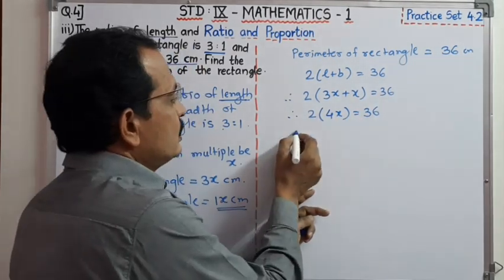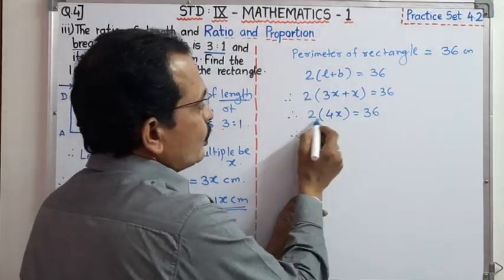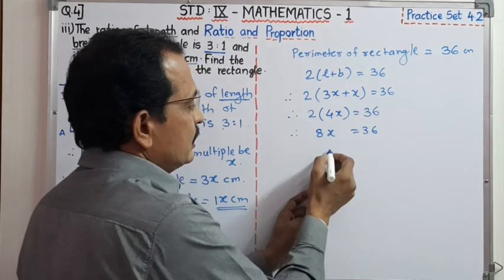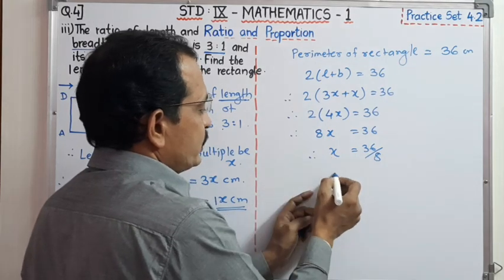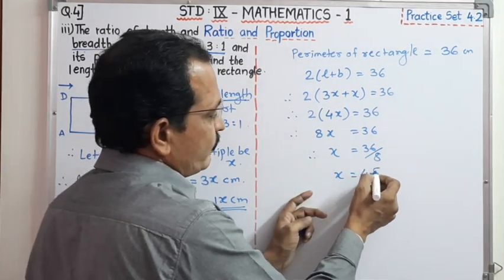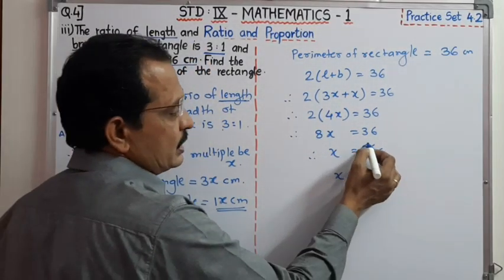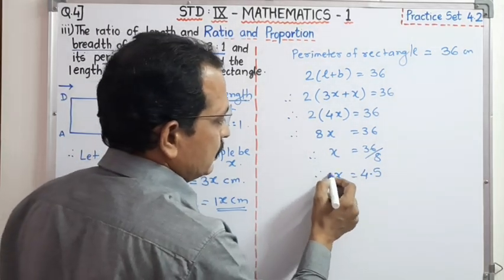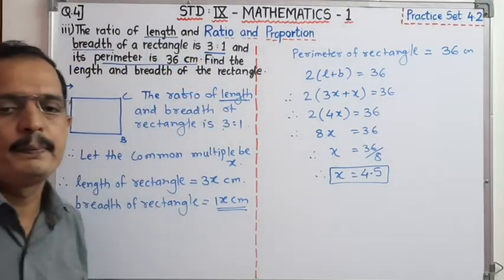Now dear student, we can take this 2 on that side or multiply this. 8x is equal to 36. Then x is equal to 36 upon 8. Dear student, if we divide this, then it is 4.5. 8 4s are 32 and 8 5s are 40. Now dear student, see here it is 4.5.